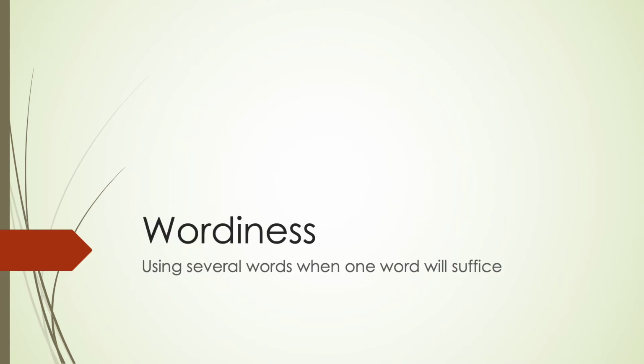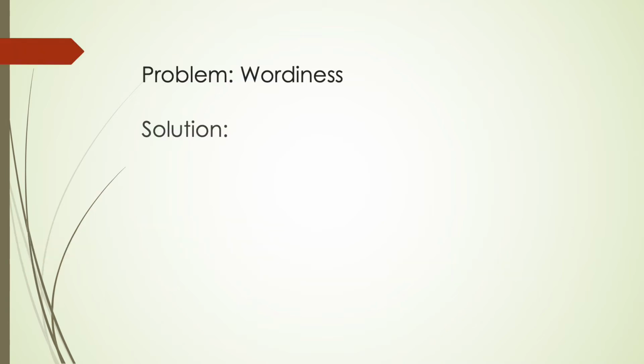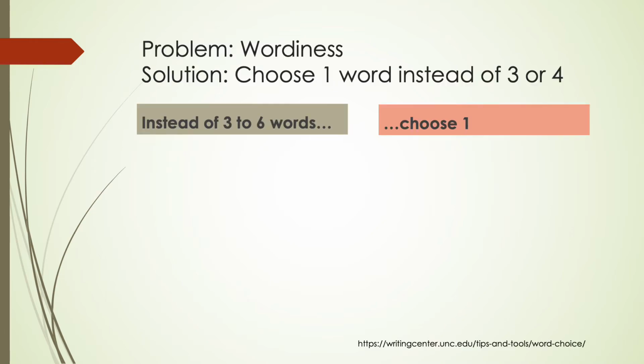Another problem we'll look at is wordiness. So wordiness is using several words when one word will suffice. So the solution is to choose one word instead of 3 or 4. So let's take a look at some examples. On the left, we have the words that will be like 3 to 6 words. On the right is the simple option that you can choose.